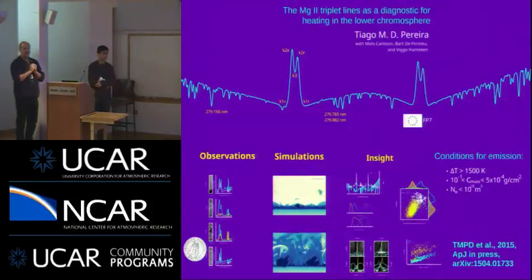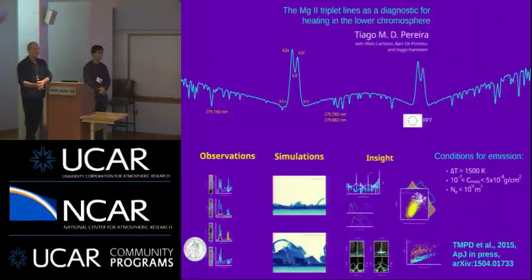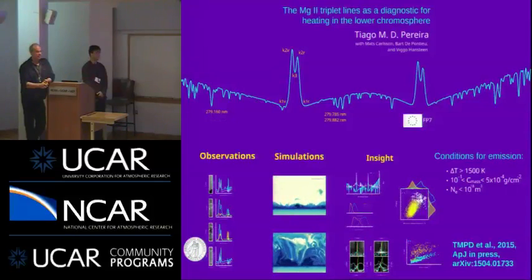Tom? And then Tom. It was mentioned earlier that there's Lyman alpha pumping of the upper levels of magnesium II. Did you consider any kind of radiative pumping mechanisms that might produce these same effects?